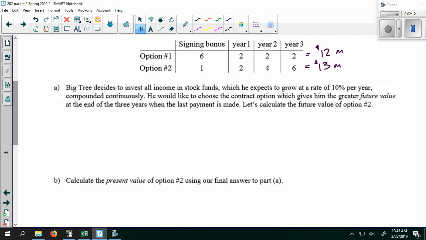So he's going to invest all his income in stock funds, which he expects to grow at a rate of 10% per year, compounded continuously. He wants to choose the contract option which gives him the greater future value at the end of the 3 years when the last payment is made. So we're going to calculate the future value of option number 2. We'll just do option 2. Option 1 you'll find later in your activities. So option 2, future value.